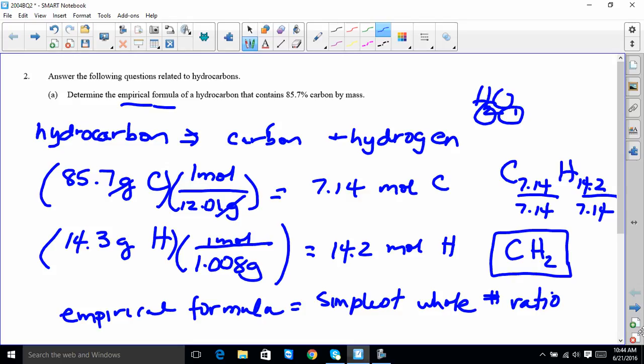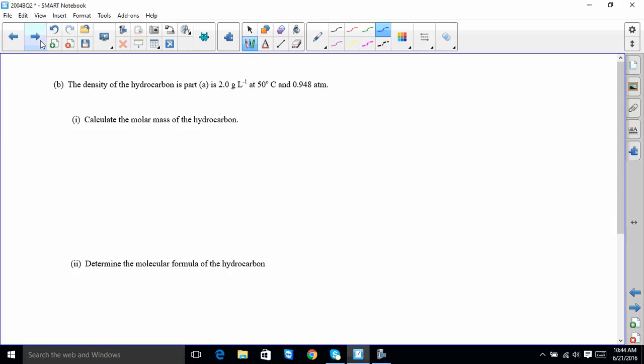All right, so I think that's all that's on this page. Let me just scroll down to be sure. Okay, so the next question is, the density of the hydrocarbon is this, calculate the molar mass. Again, here is the equation. Molar mass of a gas is MRT over PV. I think I explained that on our first problem.